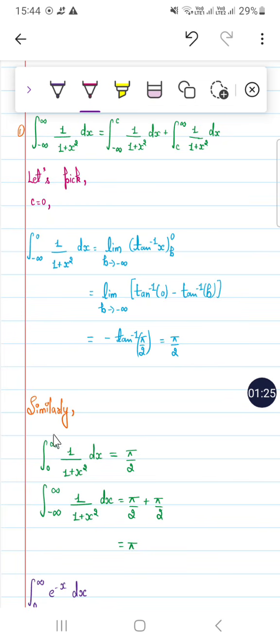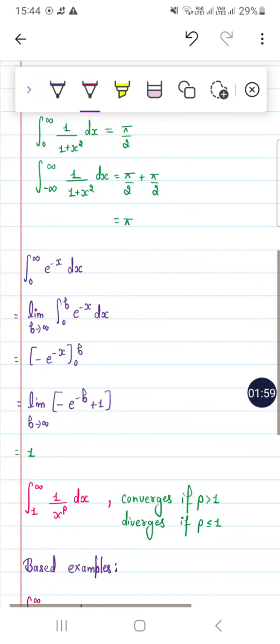Now similarly, for the integral's limit when we pick c equals 0, this is 0 to infinity of 1 over 1 plus x square dx. Now the integral's limit is tan inverse infinity minus tan inverse 0. Tan inverse 0 is 0, and tan inverse infinity is equal to pi by 2. Now for finding the integral's limit, it is the sum of this and this. The sum is pi by 2 plus pi by 2, which equals pi.